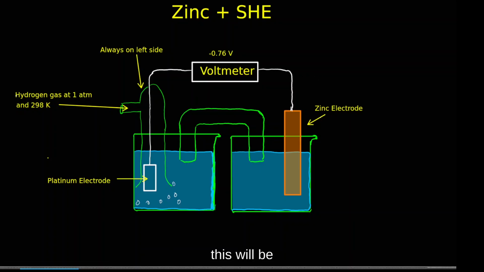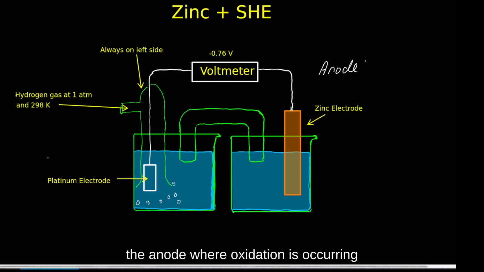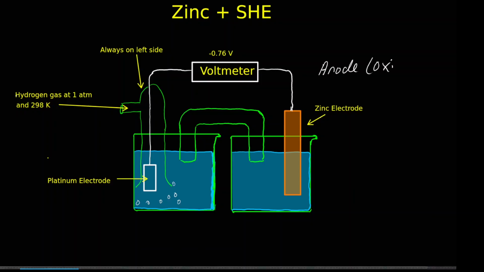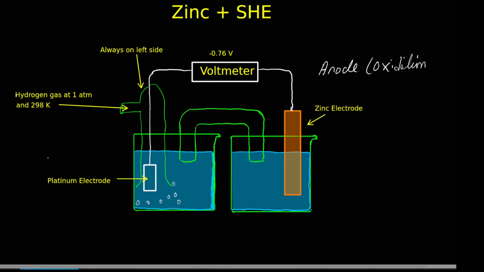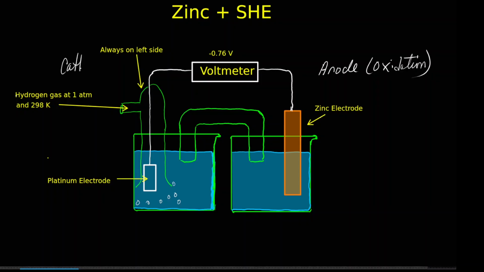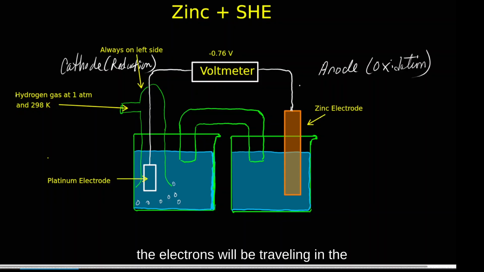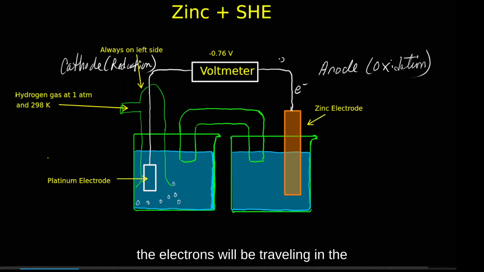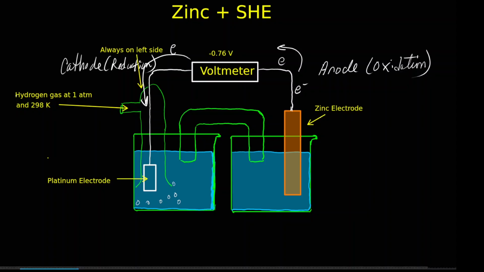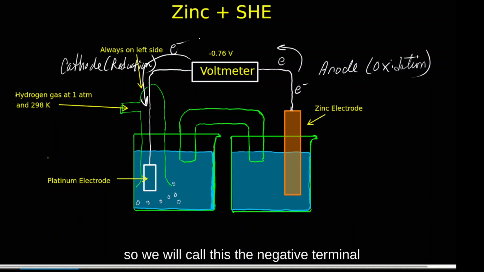So we know that this will be the anode where oxidation is occurring. The other side will be the cathode where reduction is occurring. The electrons will be traveling in the opposite direction this time. So we will call this the negative terminal.